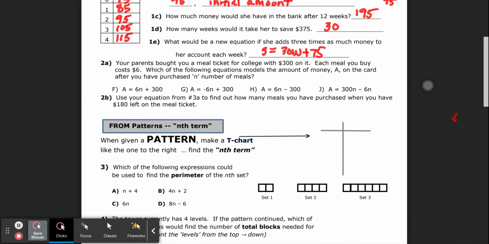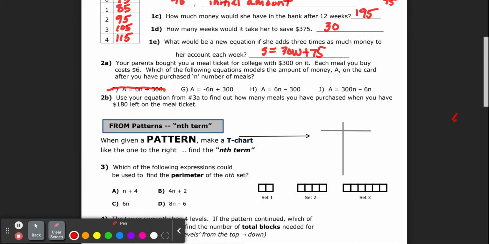All right, let's look at 2A. It says that your parents bought you a meal ticket for college with $300 on it. Each meal you buy costs $6. Which of the following equations models the amount of money A on the card after you have purchased N number of meals? So we know there's going to be some subtraction going on here. So it's not going to be letter F, and that's it. So you're subtracting $6 per meal.